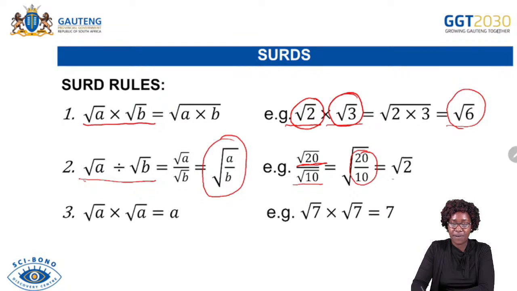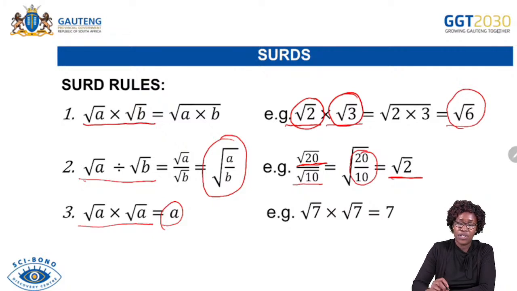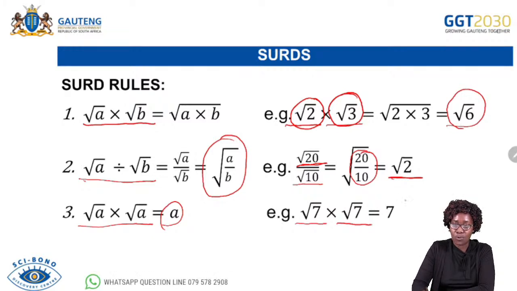Now, this is the simplified form that I would have after I have divided the square root of 20 by the square root of 10. The last rule that we are going to look at is when we are multiplying a surd that has the same term under the root sign. So if I have the square root of a times the square root of a, my answer will simply be what is under the square root sign. If you take your calculator and punch in the square root of 7 multiplied by the square root of 7, you'll see that your answer will simply come to 7. So instead of wasting time trying to figure out what is going on here, we can just write this as 7.